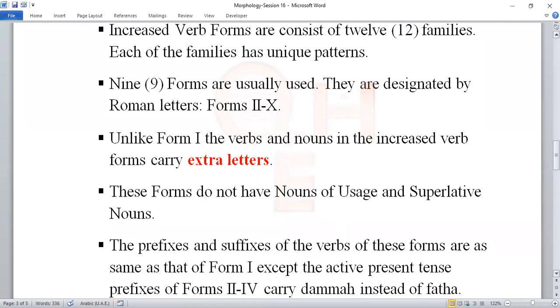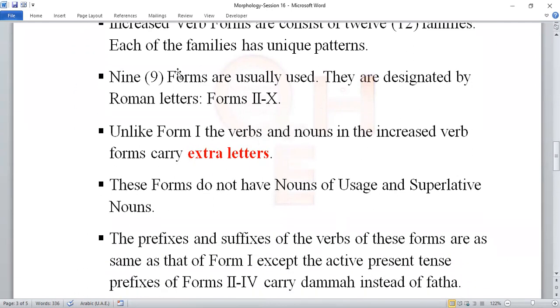Also, increased verb forms do not have noun of usage, meaning ismul ala, and they also do not have superlative or comparative nouns like ismul tafdil, but they have ismul dharf.